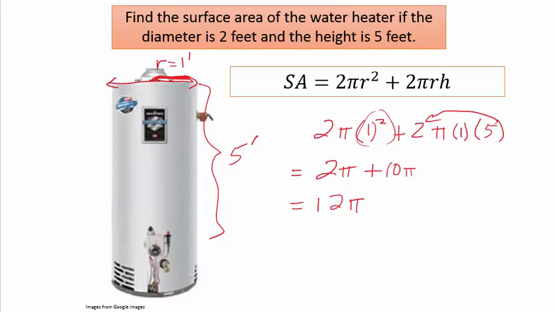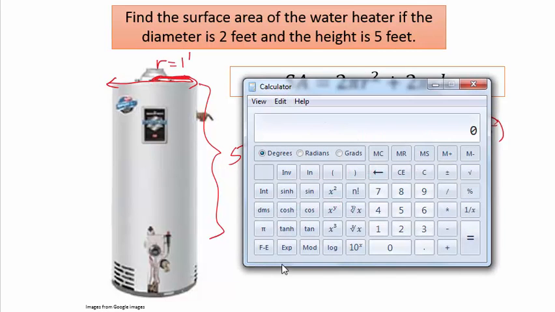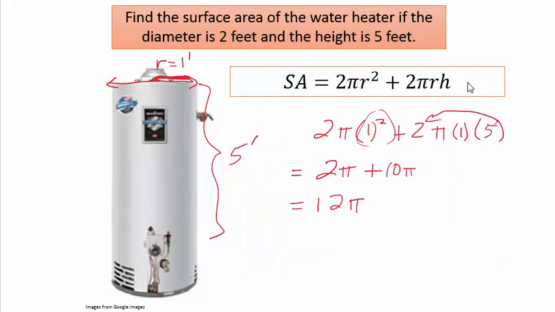So let's find the approximate surface area by taking 12 times pi. And this answer would be, especially if you had to paint it or something like that, 37.7. So this has a surface area of approximately 37.7 square feet.